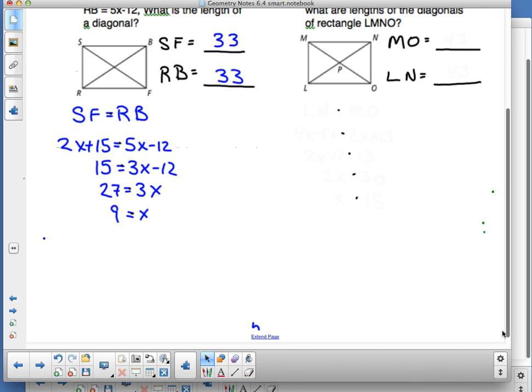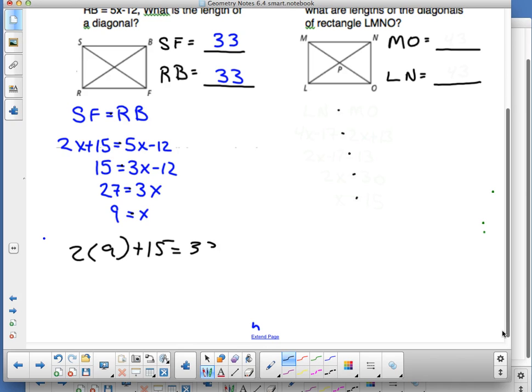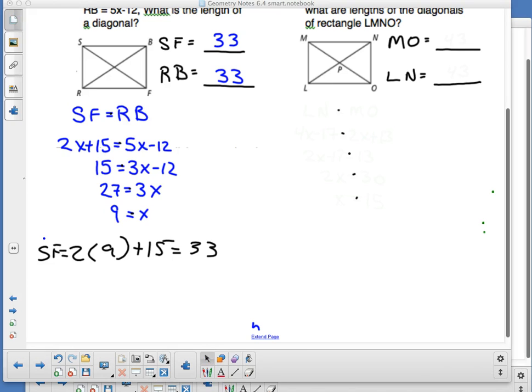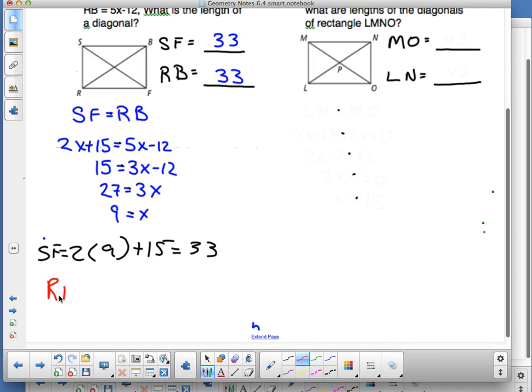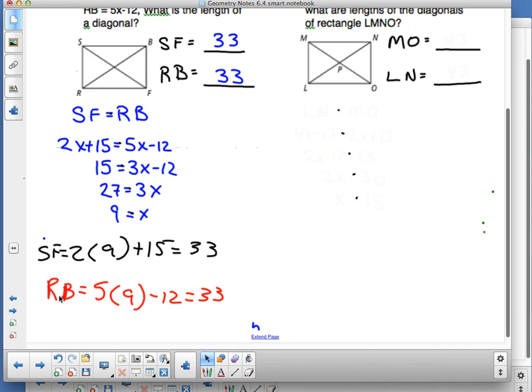Okay, and people are like, how did you find that? Because I took 2 times 9 plus 15, that equals 33. That's SF. And I took RB, 5 times 9 minus 12 is also 33. So I needed to do that in both instances, okay? Just to check, make sure I'm doing it right. I'm on the right track. It's your turn. Go ahead, check it out.